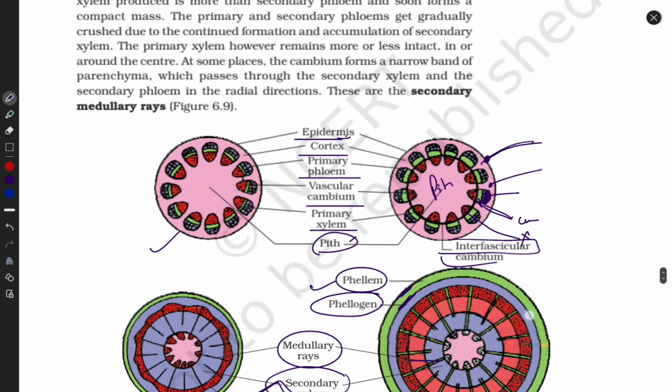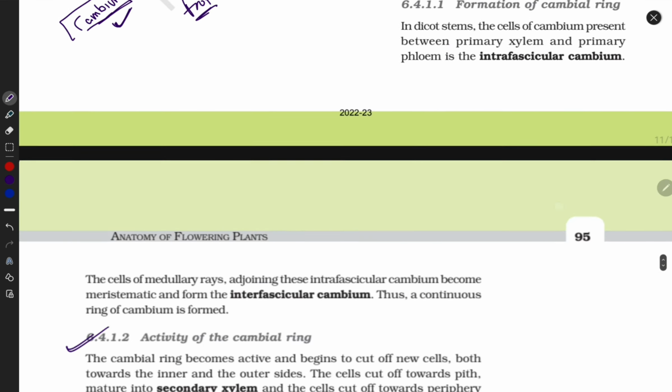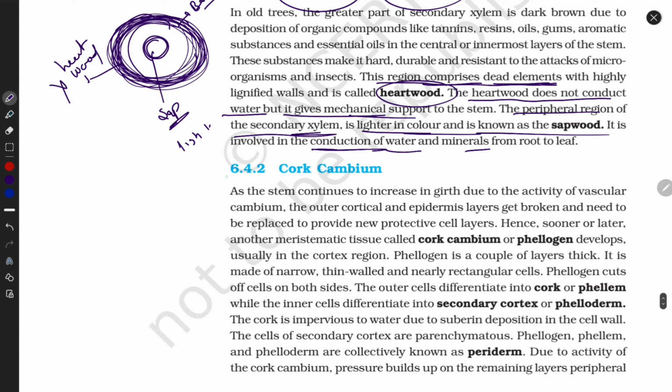Now we complete this thing. Vascular cambium. We complete this thing. Now let's move towards where? Cork cambium means lateral growth divided into two parts. First is cambium, next is cork cambium. Vascular cambium is present in xylem and phloem. Now let's move towards the where guys? Cork cambium. Now let's talk about cork cambium.